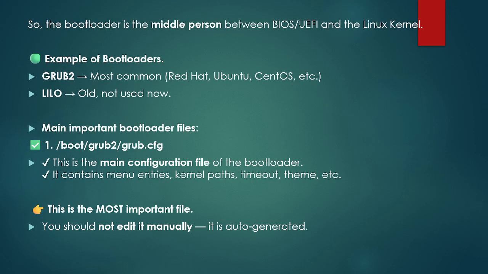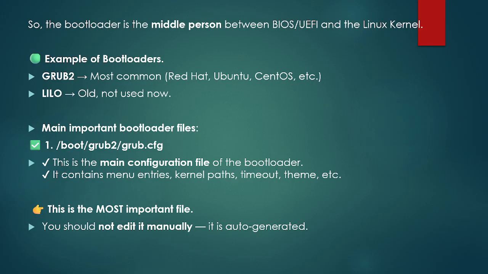So, the bootloader is the middle person between BIOS and the Linux kernel. Example of bootloader means there are two types of bootloader. GRUB, this is used most commonly in Red Hat, Ubuntu and CentOS system. And Lilo. Lilo is the older one, not used now.